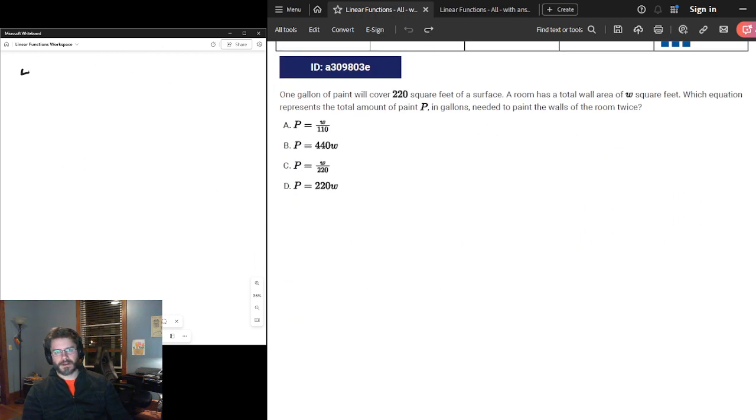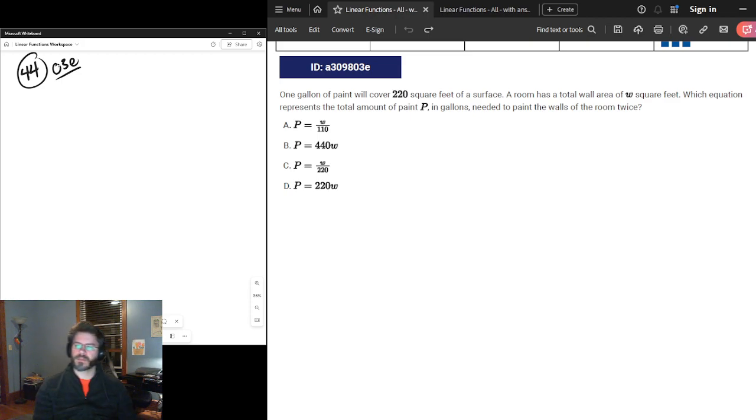Question 44, O3E. Okay, we have a gallon of paint, 220 square feet. So it's like an XY coordinate point, 1, 220. Room has a total area of W, which equation represents total amount of paint. Need to paint the whole room 2 times. Okay, so that's going to modify some things here.